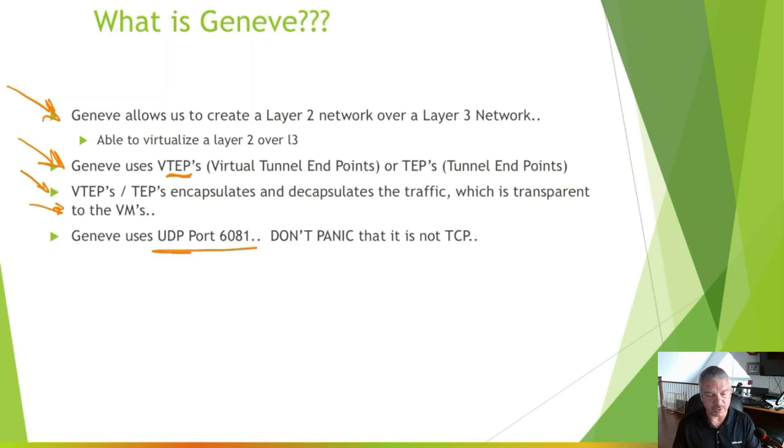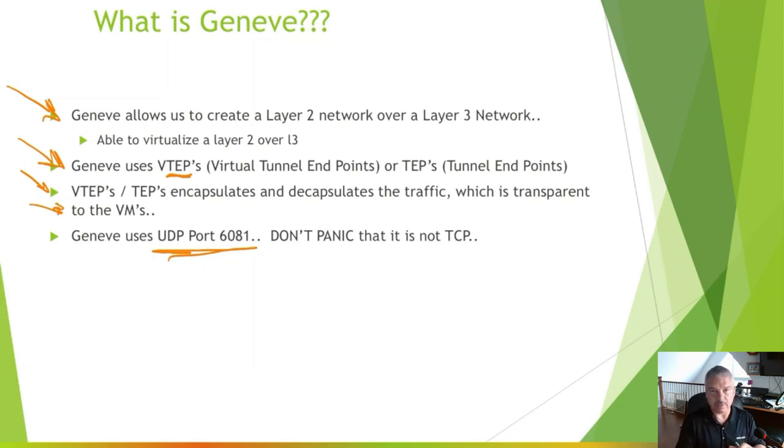Geneve uses UDP port 6081. I usually get questions in class, hey Steve, how come it's UDP, not TCP? TCP is connection-oriented, with handshaking and so on, whereas UDP is more spray and pray. I'm going to blast it, and hopefully it gets there. What you don't want, since we're encapsulating frames inside Geneve, is Geneve using TCP and another packet in there using TCP. Now you could potentially get double handshaking or a TCP-over-TCP meltdown, which causes issues.